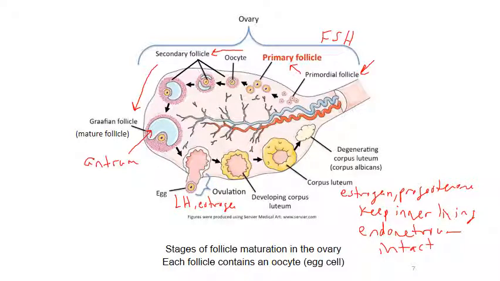If there is no fertilization, the corpus luteum is going to degenerate. When it degenerates, it no longer releases estrogen and progesterone, and then the inner lining, the endometrium, gets shed, which is menstruation.